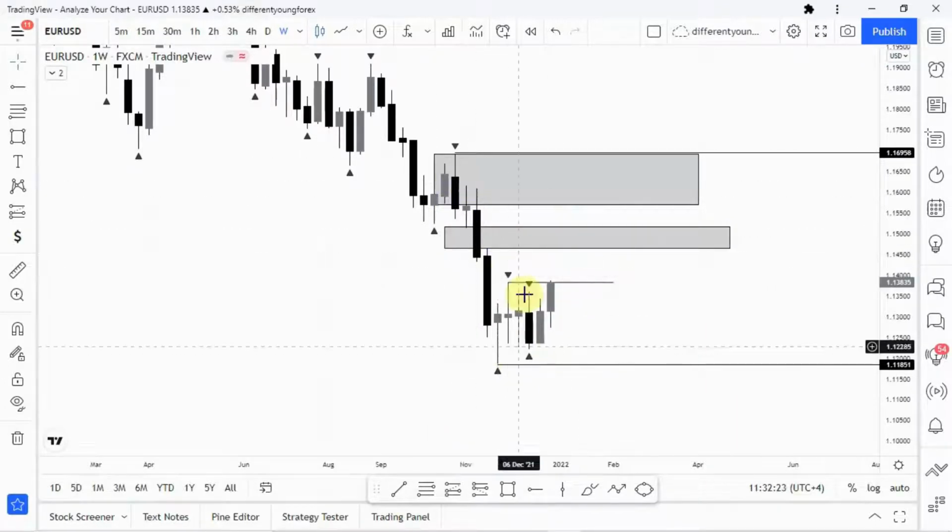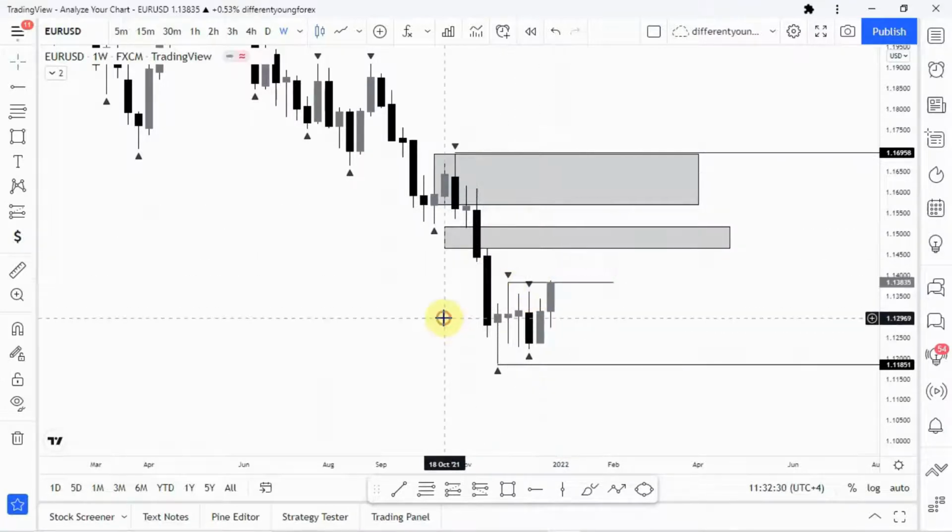So the first thing, we have our 4H time frame flow, then we look at the weekly time frame. There is not enough problem at the moment on the weekly time frame.